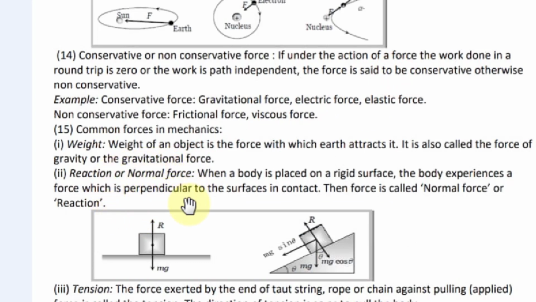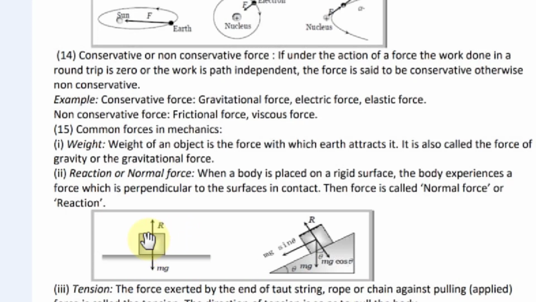Next, reaction or normal force. We know, children, according to Newton's laws of motion, here the force is directed downwards, and in reverse there is an equal and opposite force. That is Newton's third law of motion. The equal and opposite force acts upward. So that is the reaction force or normal force. When a body is placed on a rigid surface, the body experiences a force perpendicular to the surface in contact. The force is known as normal force or reaction force.